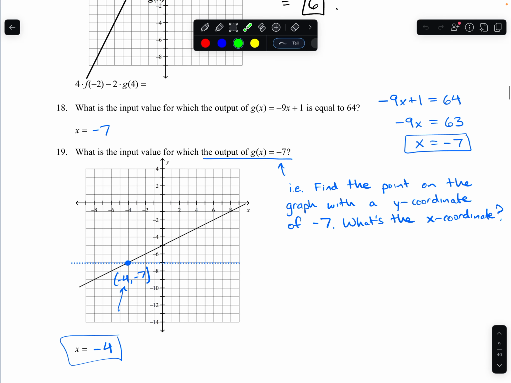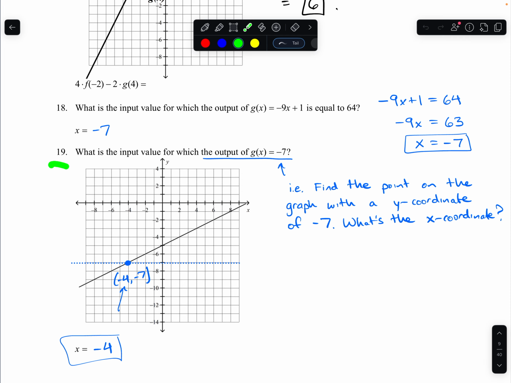Number 18, what is the input value for which the output of this function g is equal to 64? Well, that just means set g equal to 64. Negative 9x plus 1 is the function g, equals 64. I can subtract 1 from both sides and get negative 9x equals 63. So negative 9 times what number is 63? It's 7, or negative 7 rather.